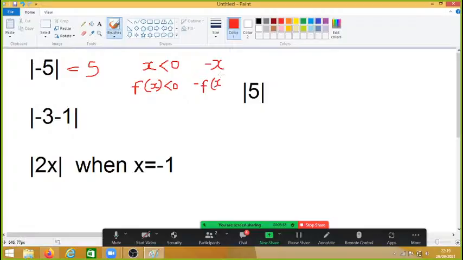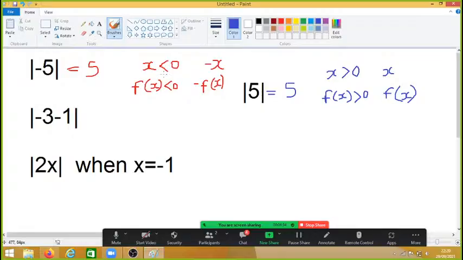If we just skip over to the right hand side, modulus of 5 is just 5. So that means that if x is greater than 0, then we'll just carry on as normal using x. And more generally, if we have a function of x that's bigger than 0, then we can carry on just using the function as normal. We don't have to do anything to it.